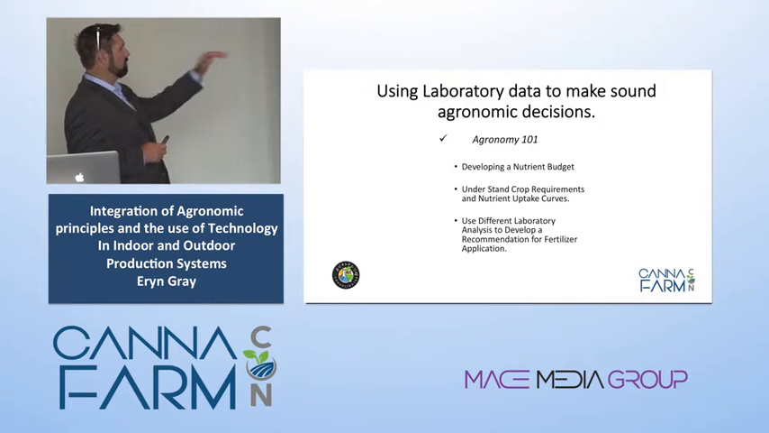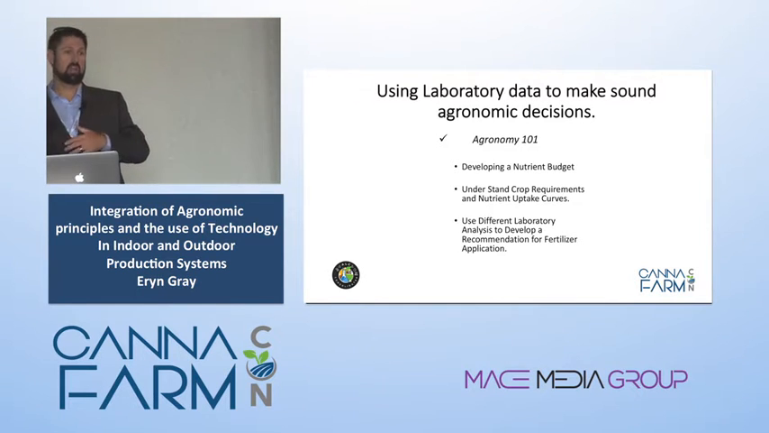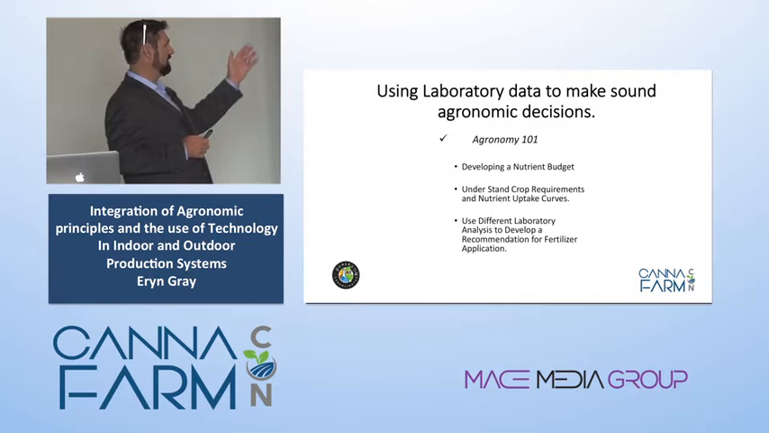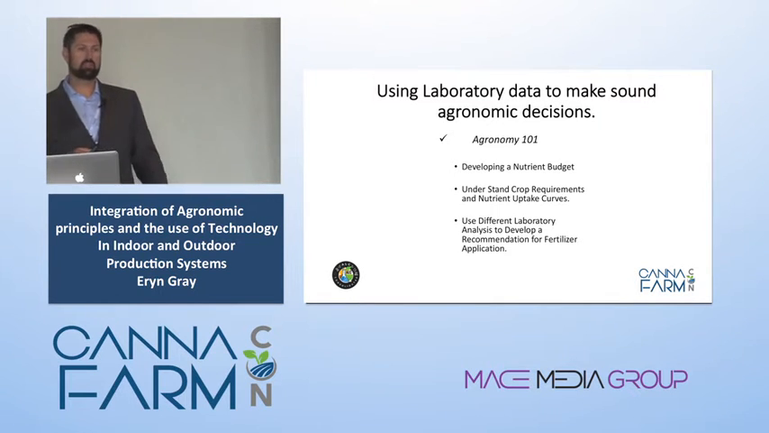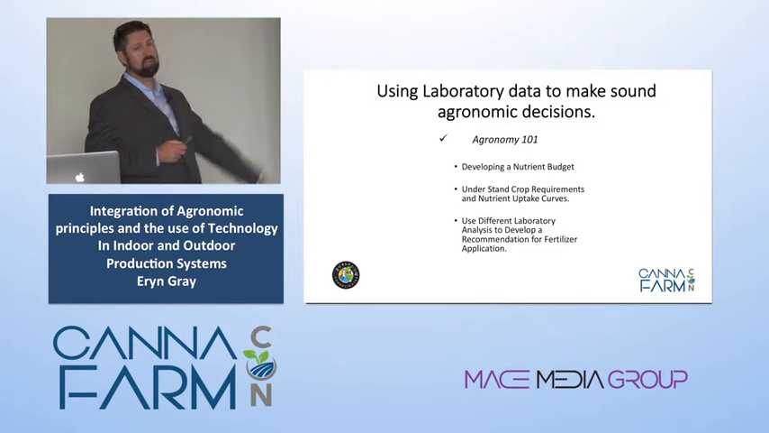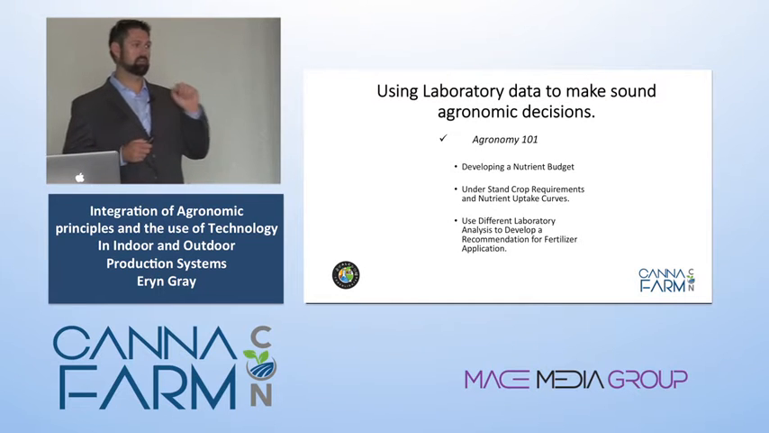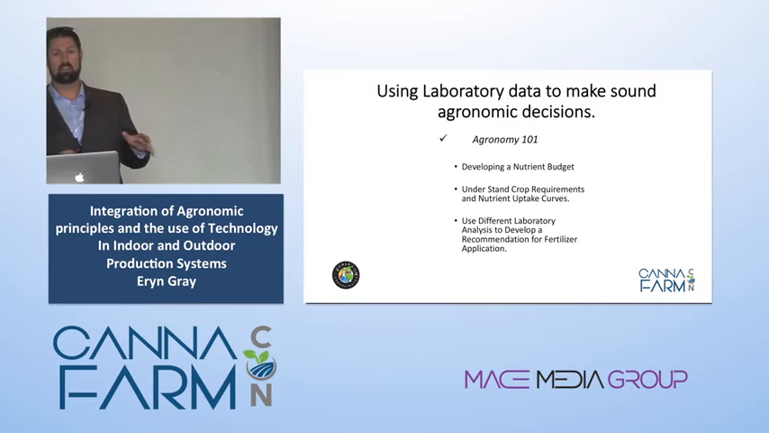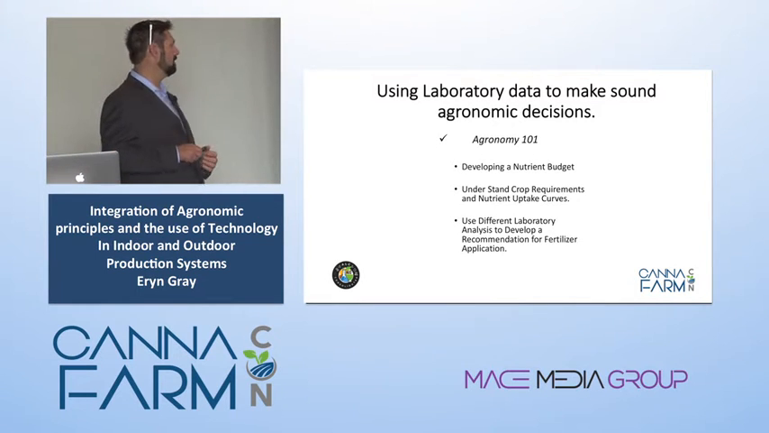So Agronomy 101. When I'm an agronomist and I go to your grow or ranch or whatever it is, one of the first things I start to look at is, what is your nutrient budget? And I don't mean that in the way of dollars. I mean in the way of, what is the crop requirement? Because depending on the variety, depending on your growing conditions, depending on if it's soil or substrate, that is what's going to dictate what that crop requirement is.